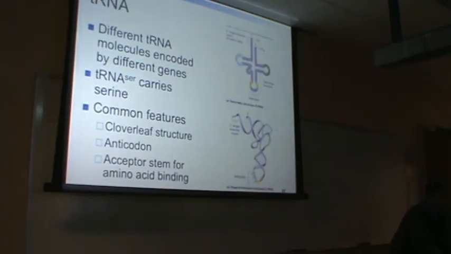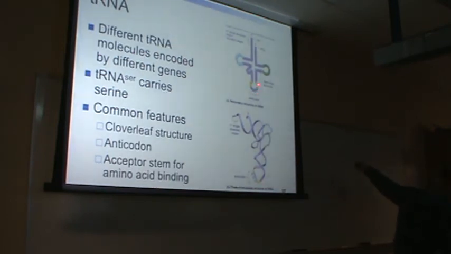The anticodon is not easy to see on the 3D structure, but on the secondary structure it's more clear. So here is the 5' end. This is the secondary structure of the tRNA. What is the anticodon on this one? CCG? Is it not CCG?